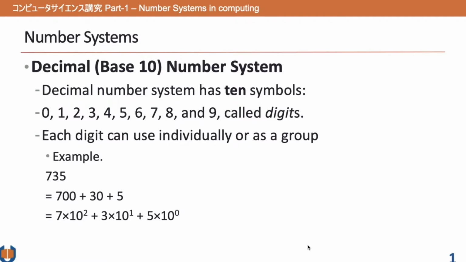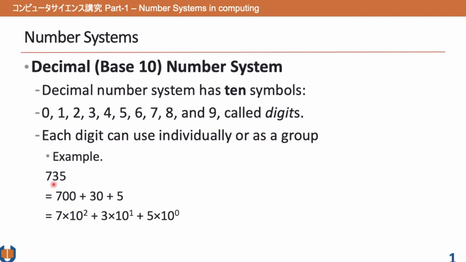When I want to talk about a number system, first of all I have to tell the system that we are using in our real life, which is the decimal number system. The decimal system has 10 symbols, and each symbol is called a digit. As the base is 10, I will show you how the number is calculated.